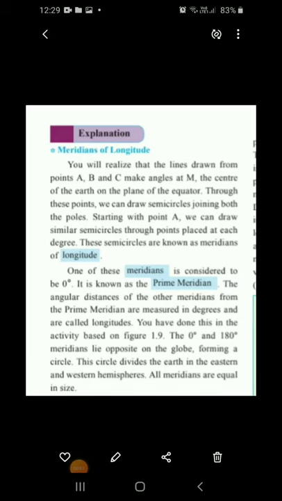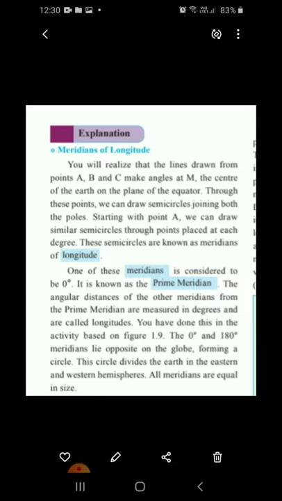Let us see this explanation, meridians of longitude. We have seen how to draw the meridians of longitude in figure 1.9. You will realize that lines drawn from points A, B, C make an angle at M, the center of the earth, on the plane of the equator. Through these points, we can draw a semicircle joining both the poles. Starting with point A, we can draw similar semicircles through points placed at each degree. These semicircles are known as meridians.